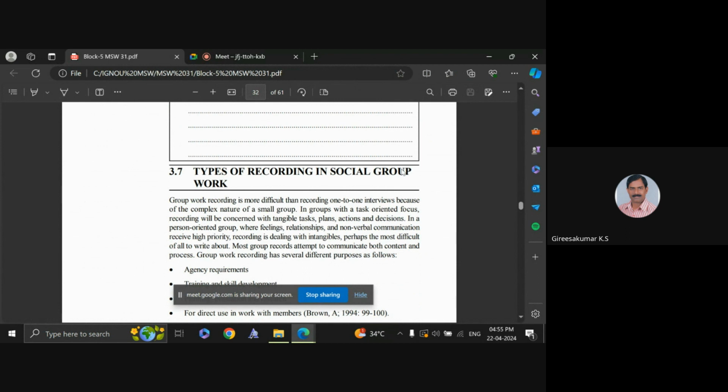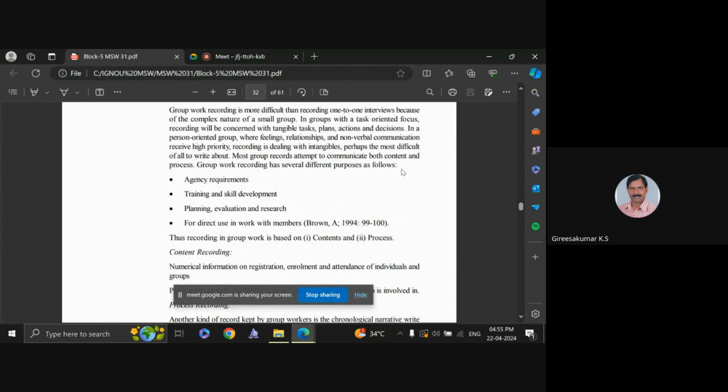Because recording has several purposes as follows. Which are the agency requirements for recording? Then training and skill development, planning, for direct use in work with members. Thus, recording in group work is based on content and process.